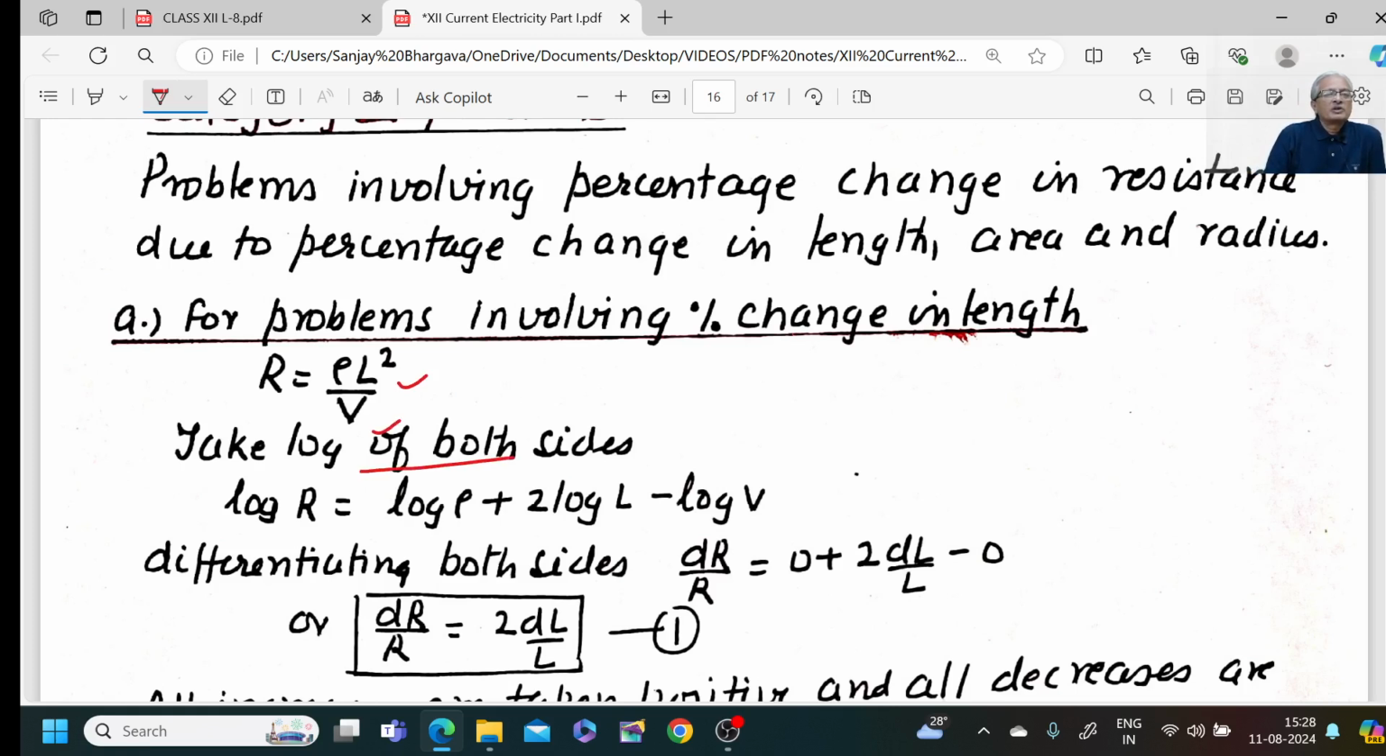I can take log of both the sides. So log R would be equal to log rho plus 2 log L minus log V. Rho and V are constant, so when we differentiate, the differentiation would be 0. So dR upon R would be equal to 2 dL upon L.